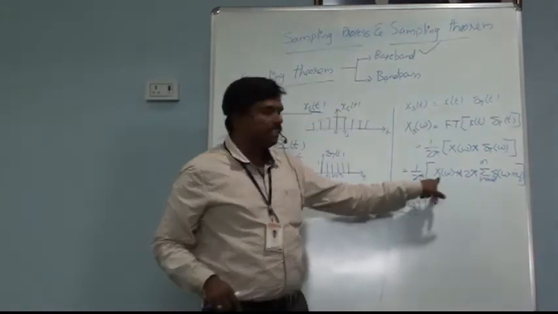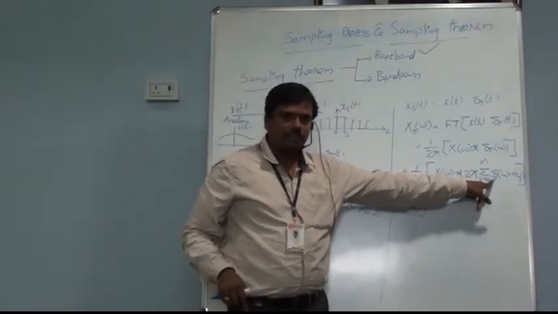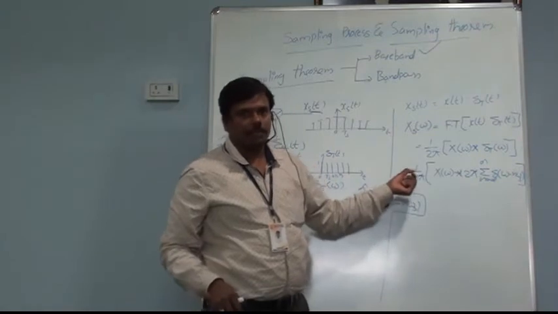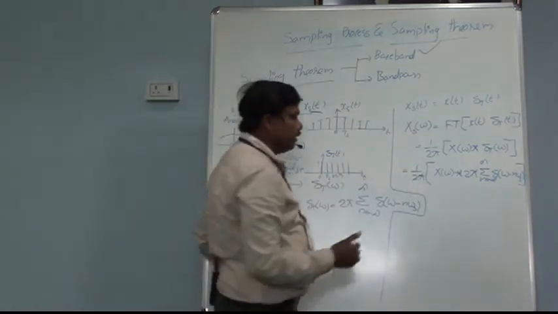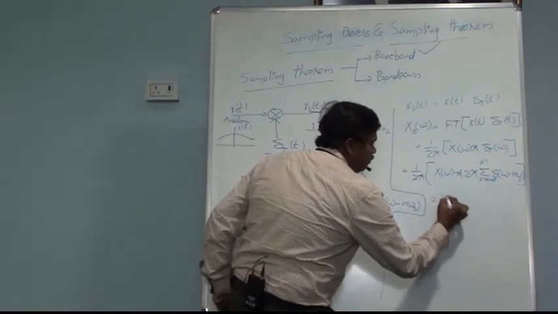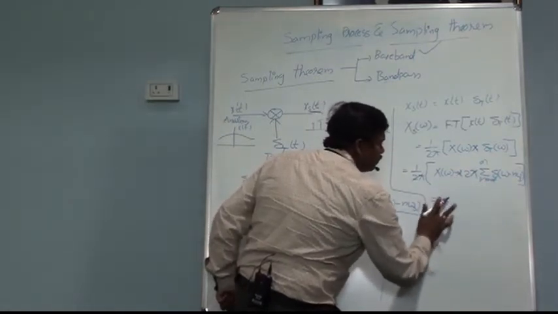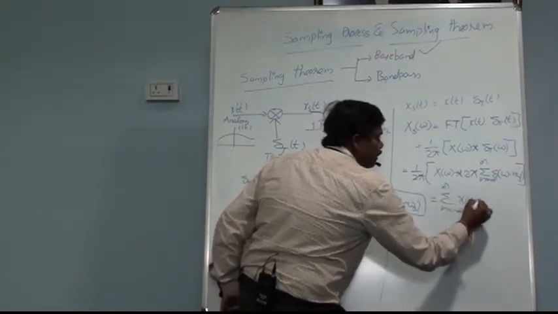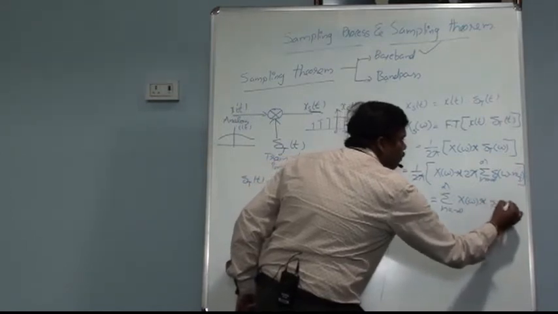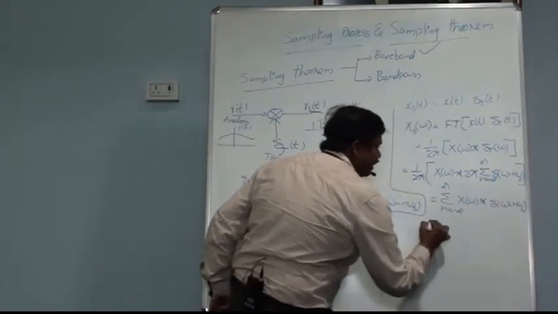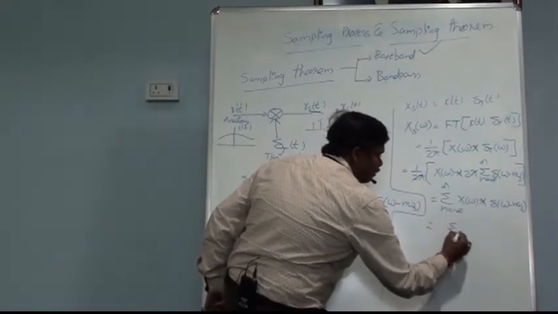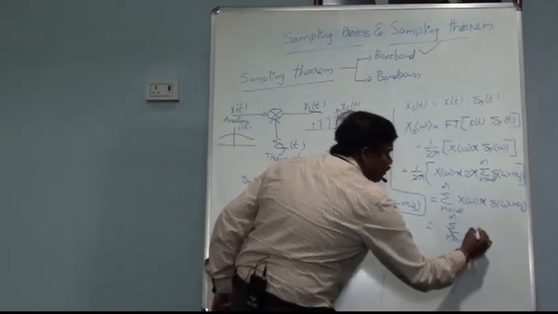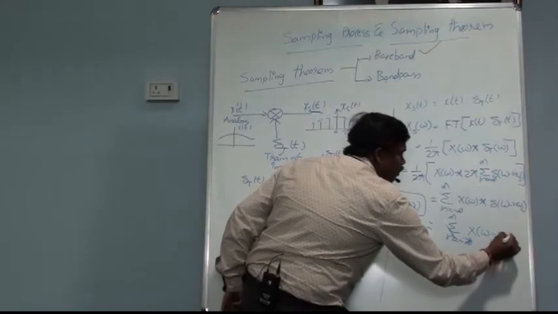Now, convolution of a signal with a train of impulse signals. If you convolve a signal with an impulse signal, you will get the same signal, and this is a property of the impulse signal. So finally I can write it as the summation from n equal to minus infinity to plus infinity of X of omega convolved with delta of omega minus n omega s, and I can write it as the summation from n equal to minus infinity to plus infinity of X of omega minus n omega s.